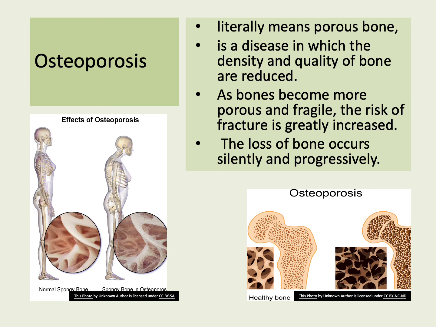So I wanted to give you an example about osteoporosis. Osteoporosis literally means porous bone. It's a disease in which the density and quality of bone are reduced. Mineralization is reduced. As bones become more porous and fragile, the risk of fracture is greatly increased. The loss of bone occurs silently and progressively. That means you don't even notice until you have a broken bone.